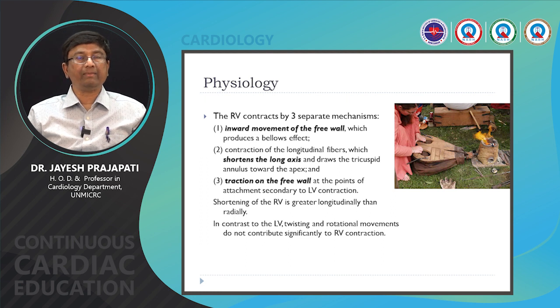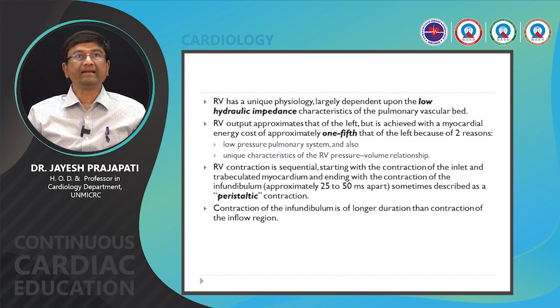So its contraction is a little bit different compared to the LV, and shortening of the RV is greater longitudinally than radially. So the RV contracts more like this rather than like this, in contrast to the LV. Twisting and rotational movement do not contribute significantly to RV contraction. So it is a little bit like a peristaltic movement. The RV is physiologically unique, largely dependent upon the low hydraulic impedance characteristic of the pulmonary vascular bed, because the pulmonary vascular bed is a low pressure bed and the RV is working in a low pressure area.